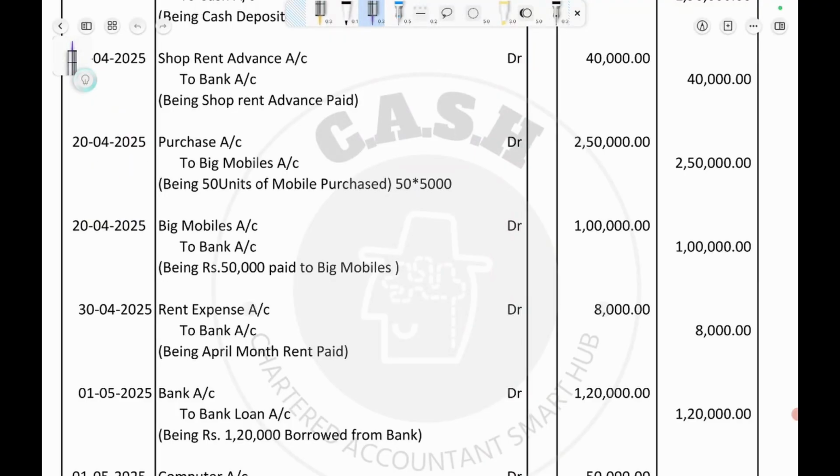Purchase account debit, mobile account. Debit all expenses and losses. Credit the giver. Here 50 units of mobile purchased, 5,000 per unit, total 2,50,000. This is the amount for the transaction that happened. But this is the amount we paid for that transaction. That means 1,50,000 is due with us. So we call it a due entry.